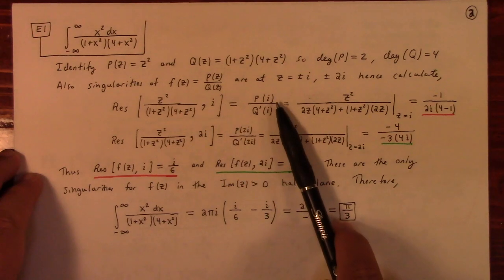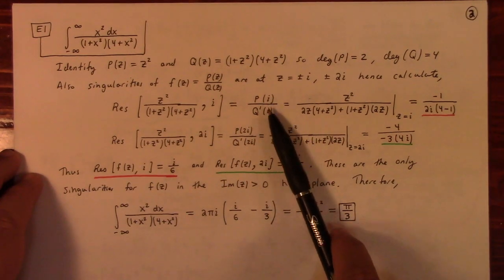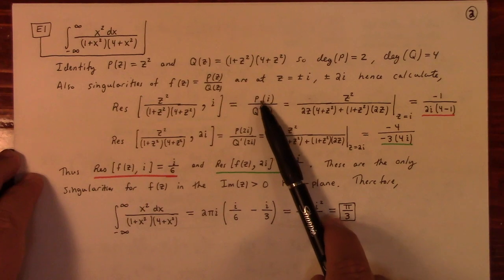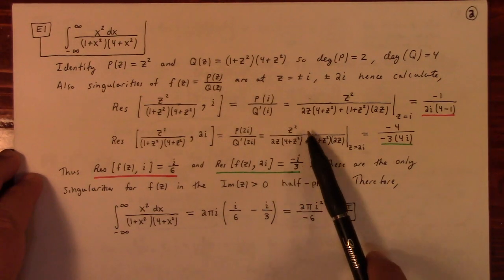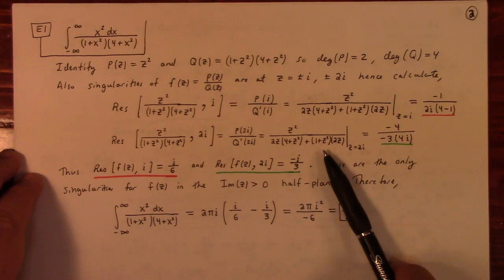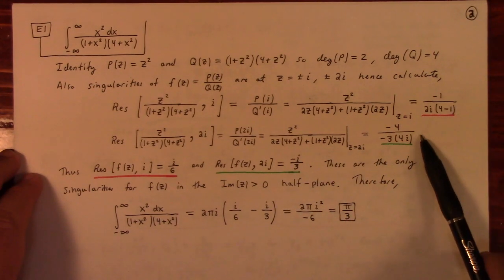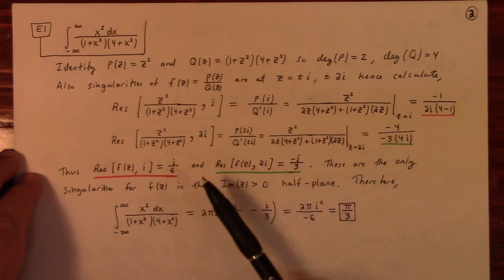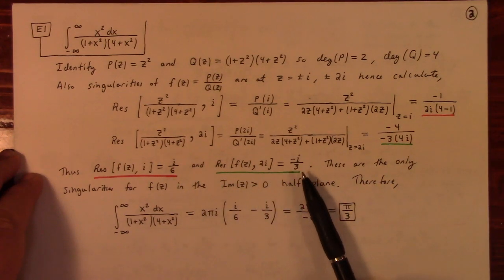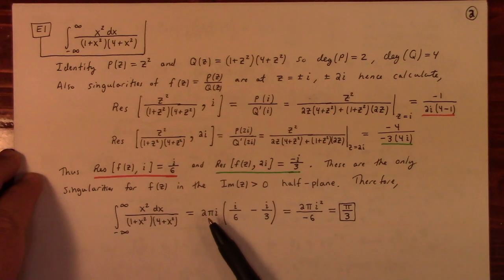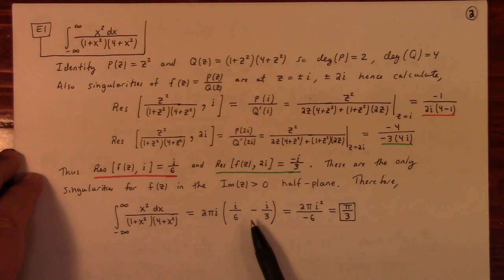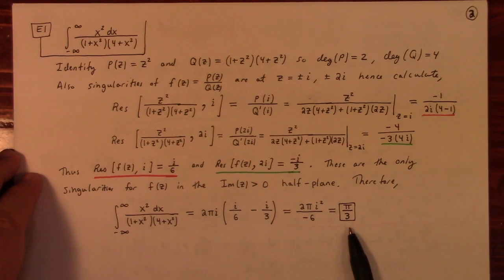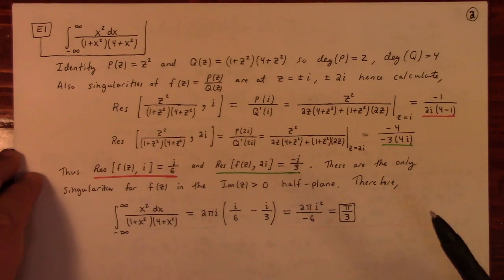I believe this is rule 3, right? Evaluate the numerator, divide by the derivative of the denominator. And go through the details here, and I get this and I get that, which simplify to i over 6 and minus i over 3. And these are the only singularities in the upper half plane, therefore the integral of that is 2 pi i times the sum of the residues, which works out in this case to pi over 3.